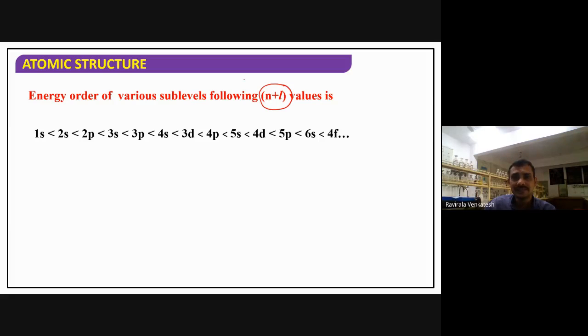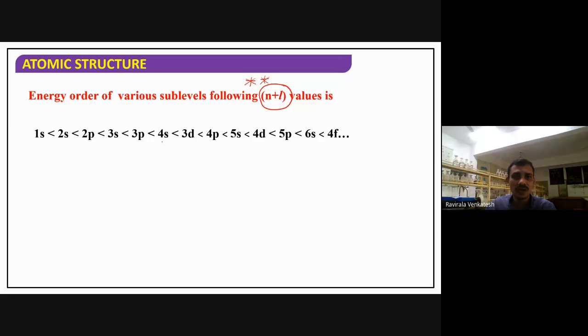Very, very important formula for us to calculate the energy. Whenever the n plus l value is more, it will have more energy. If the n plus l value is less, it will have less energy. Understood or not? Very simple. n plus l less means less energy; n plus l more means more energy. For example, I will take 3d and 4s.